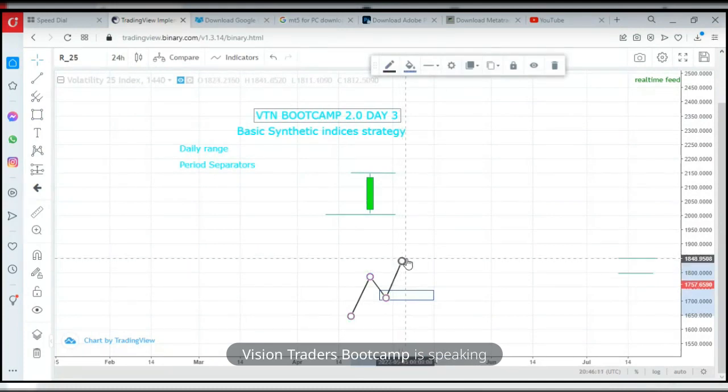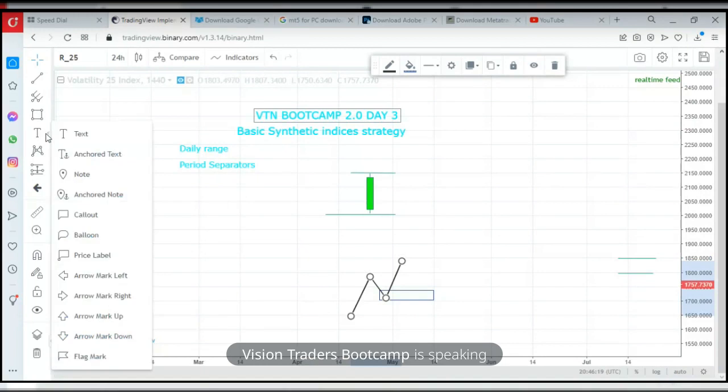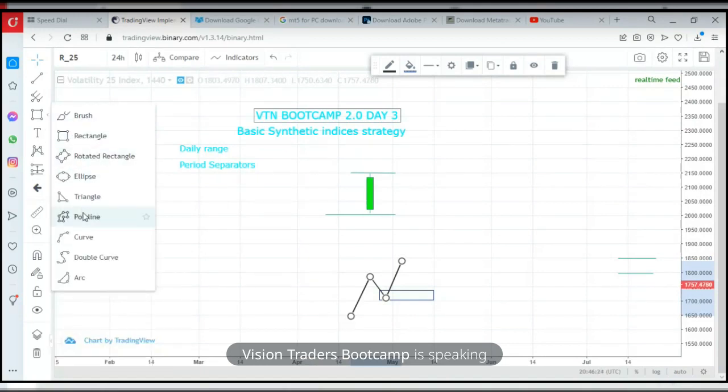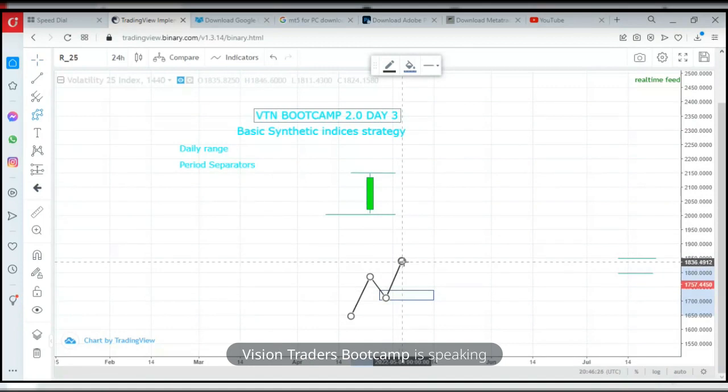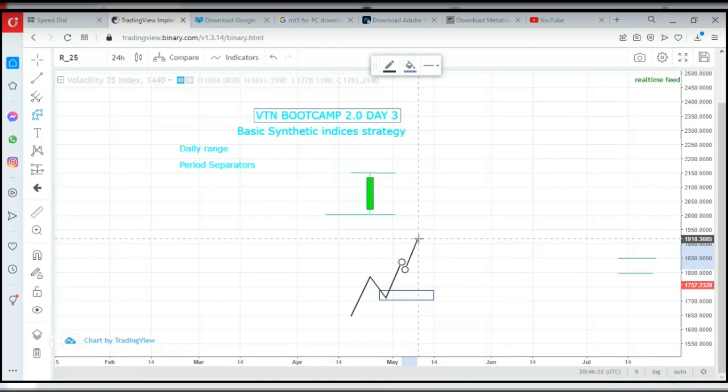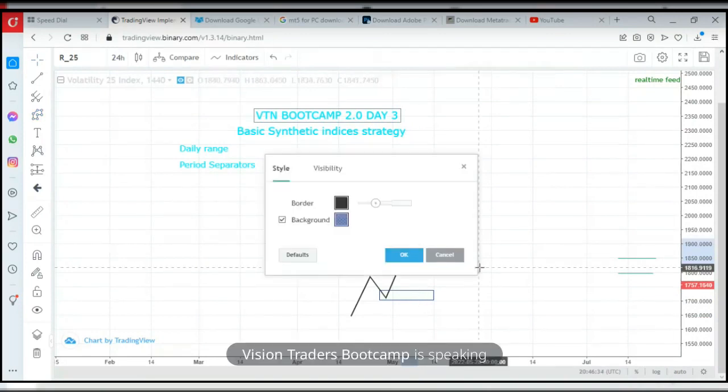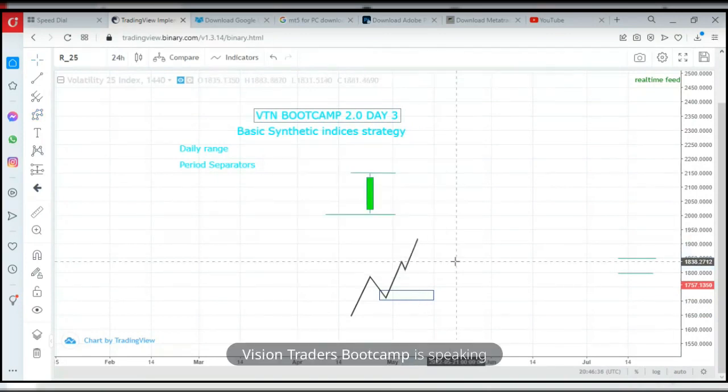Let's say the next daily candle probably might come down a little bit, just like this. You see price come down a bit, and still keeps going all the way up. Now, when you see something like this, I want to show you guys how you can basically trade the synthetic markets with ease.